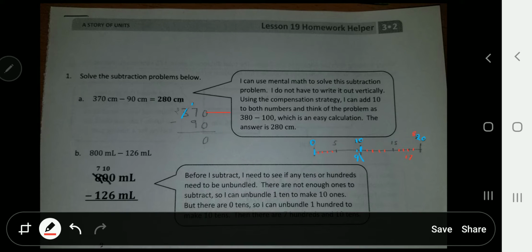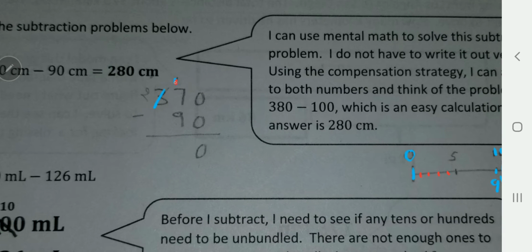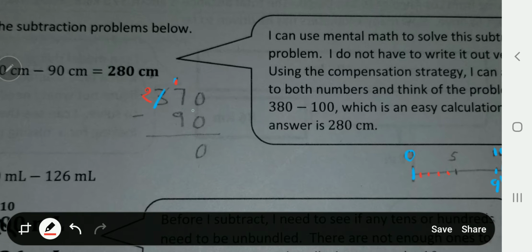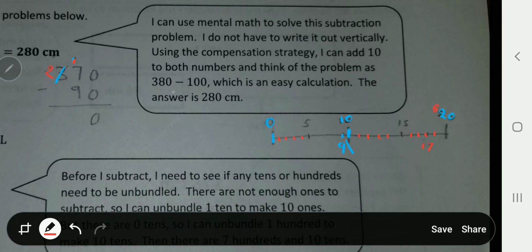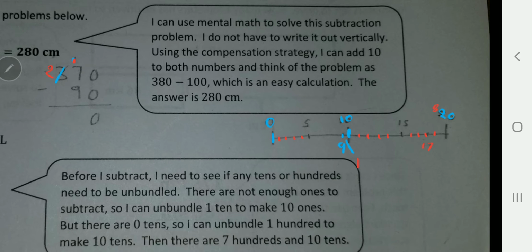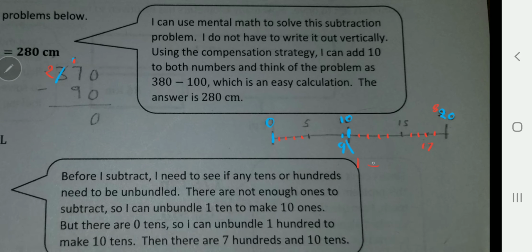So here 0 minus 0 is 0. 17. Yeah, we borrowed 1. We borrowed 1 from 3, it becomes 2, right? And then it becomes 17. 17 minus 9. I showed you how to do it. You count from 9 to 10. That's 1. You can do it in your head, right? From 9 to 10 is 1. And then from 10 to 17 is 7.